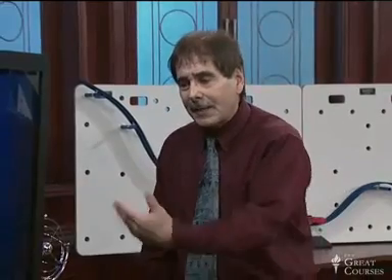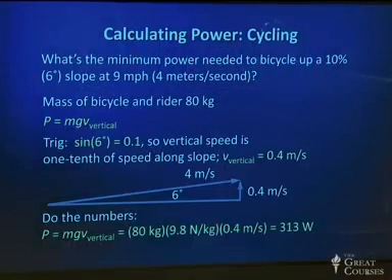Not surprising, because to bicycle up a 6-degree slope, a 10% slope, at even a modest speed of 9 miles per hour is a difficult job. So you're putting out energy at the rate of 313 joules every second, and I haven't even counted friction or air resistance or anything like that. But that gives us a feel for the power output of our body. It might be measured in the hundreds of watts.